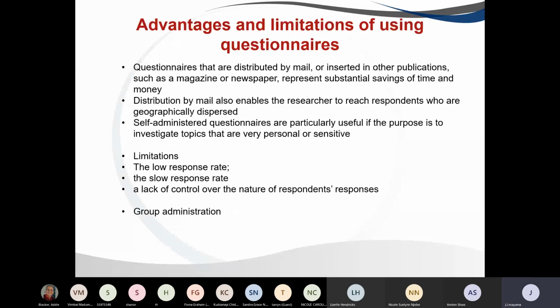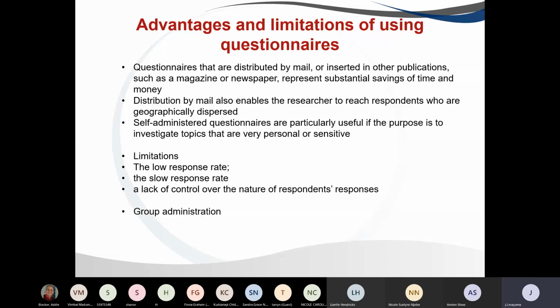Okay, so what are the advantages and limitations of questionnaires? I'm going to speed up a little bit here, because we still have to go into observation, and that's going to be our final section.